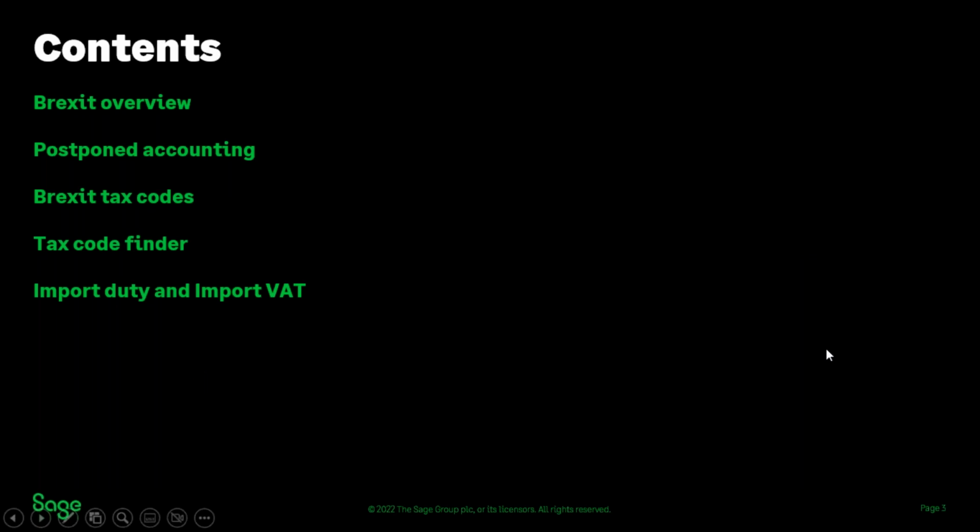Okay, so this is what we're going to be covering today in terms of the Brexit tax codes. We're going to do a very, very brief Brexit overview in terms of some of the terminology that we're going to use. We're certainly not going to go through the ins and outs of Brexit today for you, because I think that one has been done to death. So we're going to be talking about postponed accounting briefly, and then we're going to look at those tax codes. And then we're going to look at the tax code finder article, because this is particularly useful. If you don't have us on hand, it's going to help you decide which tax code you can use in some circumstances. And we're very, very briefly going to touch on import duty and import VAT and where to find out more information on how to post that in your software as well.